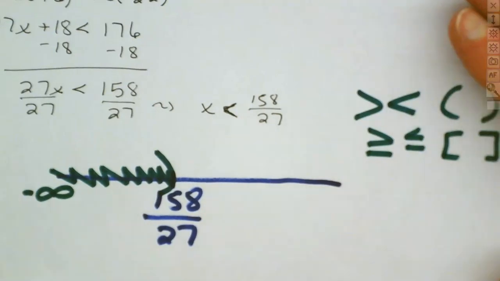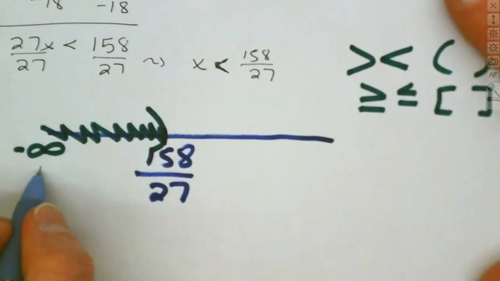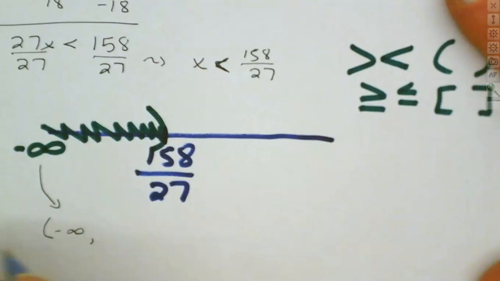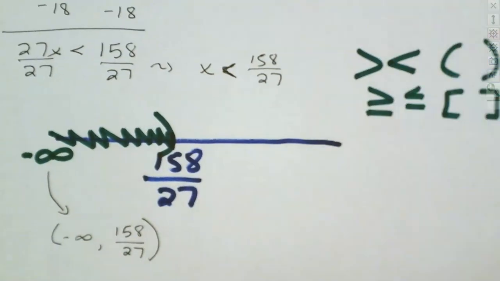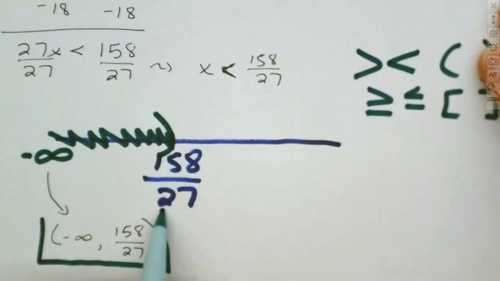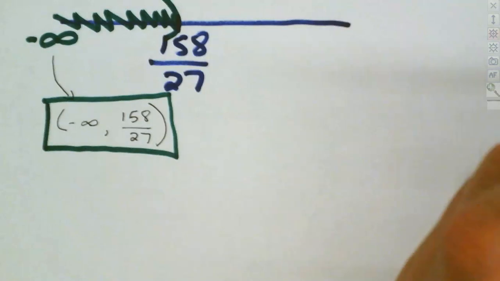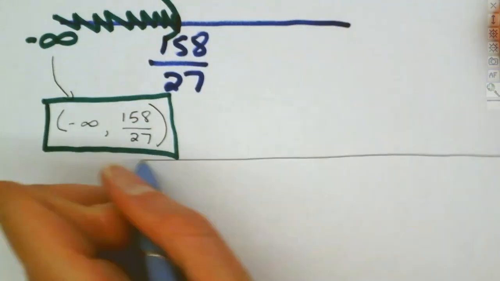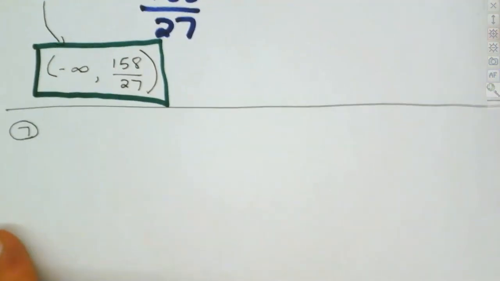Now we need to write our answer in what is called interval notation, and it comes directly off the number line. So negative infinity with parentheses, comma, 158 over 27, also with what? Also with parentheses. So there's going to be your answer on that. And I picked that one just so you can see how to clear the fractions out. 7, I picked it because we're going to have to flip our inequality symbols.